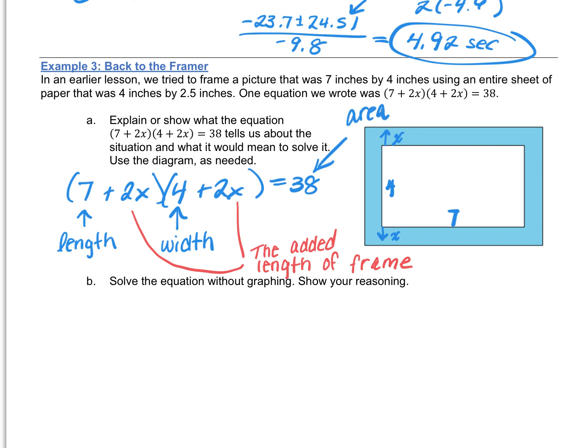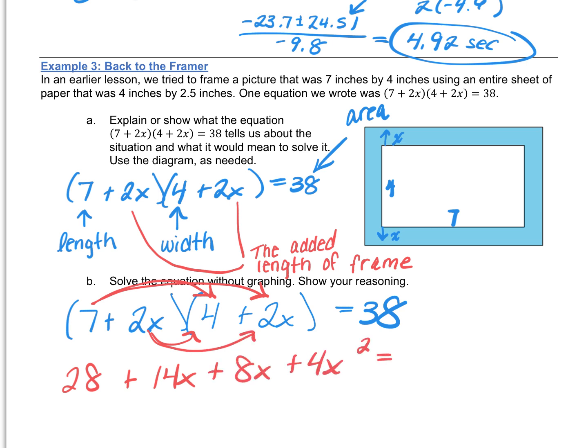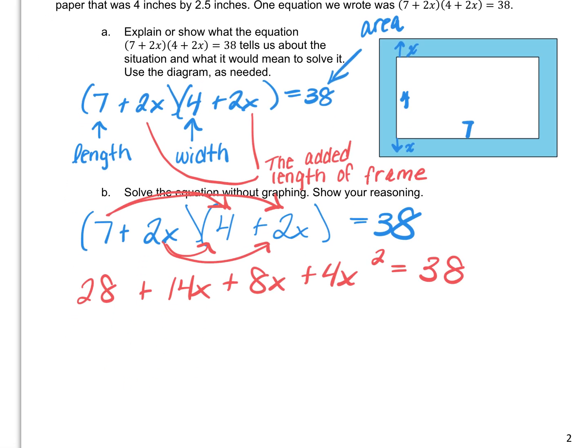So if I have to solve that equation without graphing, well, it's factored and it's not equal to 0, so I can't use the factored out answer here. I'm going to have to put this back into standard form, and then I'm also going to have to get that equal to 0. So what I would have to do is multiply here. So I get 28 plus 14x, distribute the 2x, and I get 8x plus 4x squared. All of it is still equal to 38. We'll worry about that in a second.